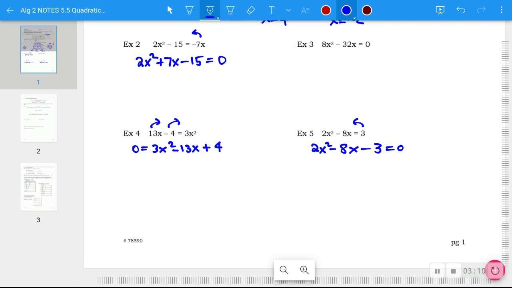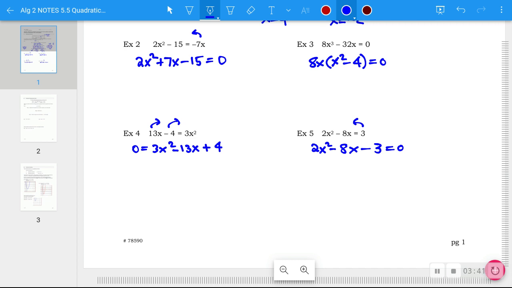Okay, so now we're ready to do the next stage on these, which is factoring. And the first type of factoring you always check for is a greatest common factor. The only one that actually has a GCF is problem 3. And so I'm going to take out an 8x out of both of them. Like that. Okay. So we took the greatest common factor out of example 3.